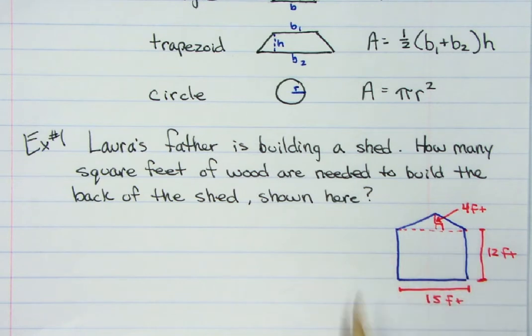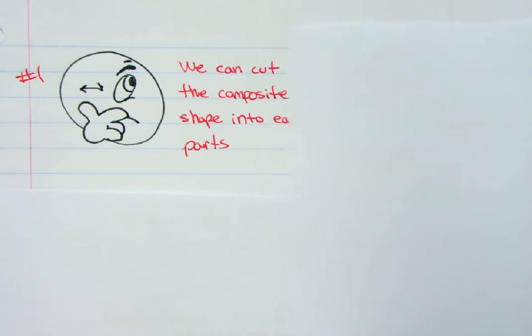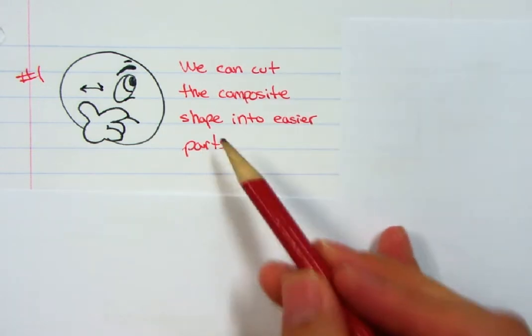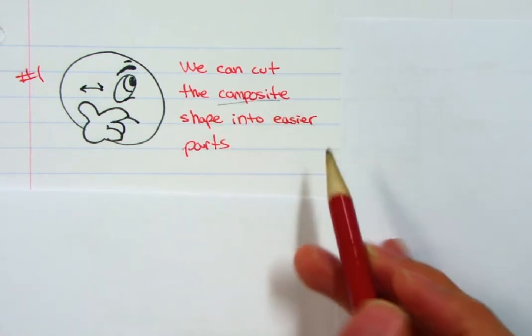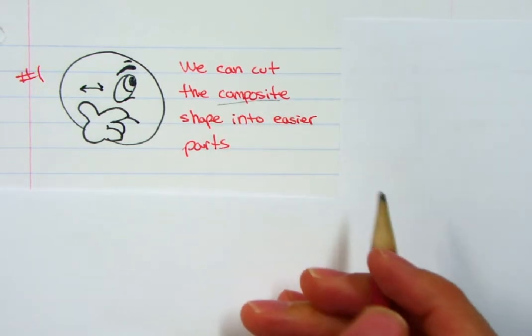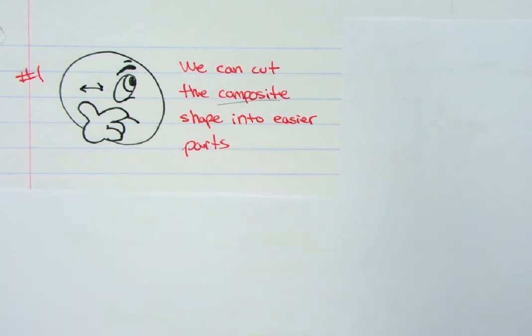And this is the back part of the shed. We know that it's 15 feet across, 12 feet high, and that the roof part is 4 feet of an inclination right here. From here to here is 4 feet. So let's think about it. We can cut the composite figure into easier parts. Now remember, the word composite means more than one shape. Like a composition, you're putting things together. A compound sentence, you're putting sentences together.